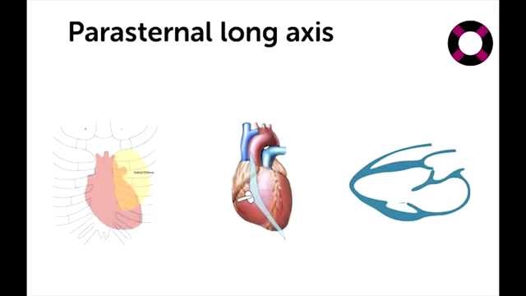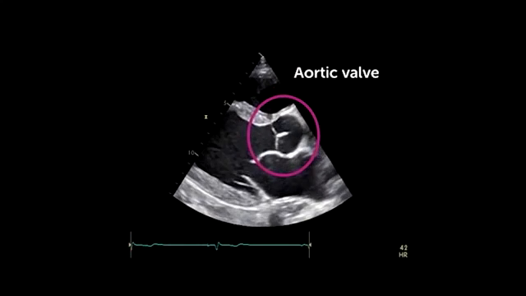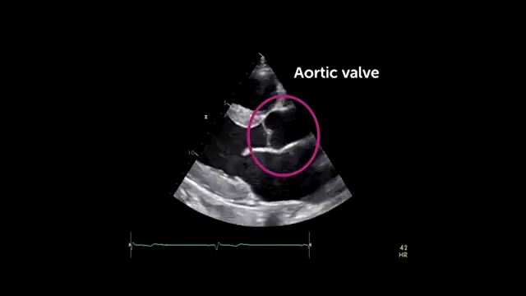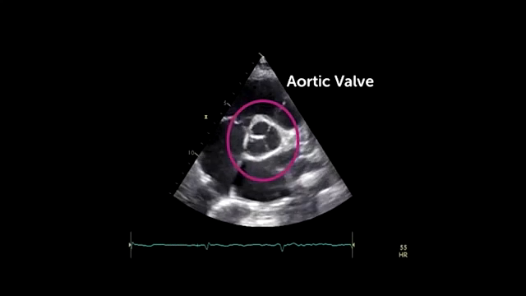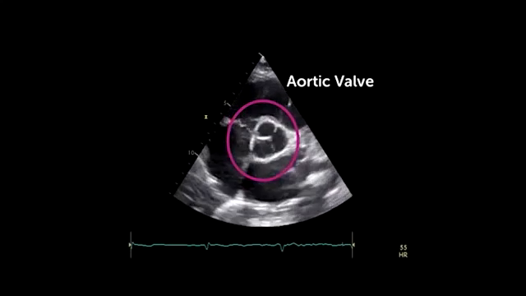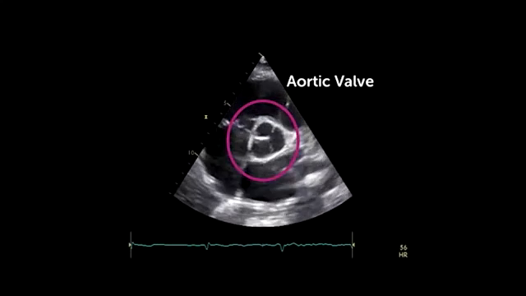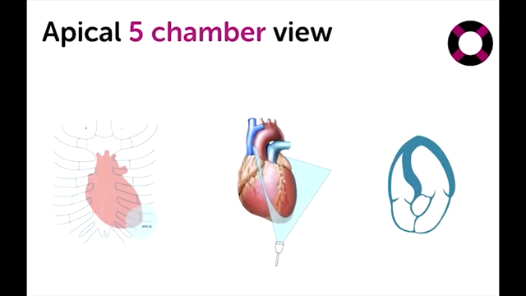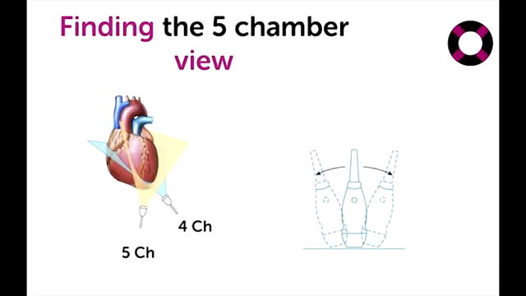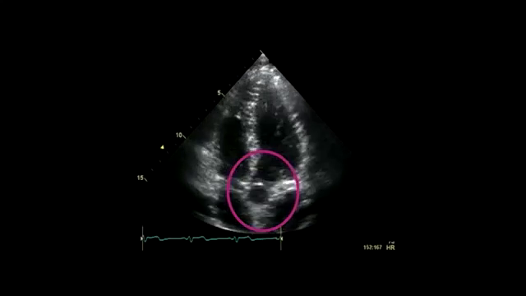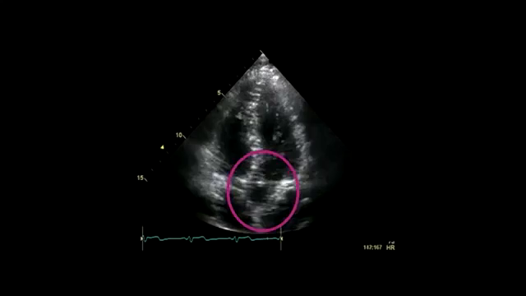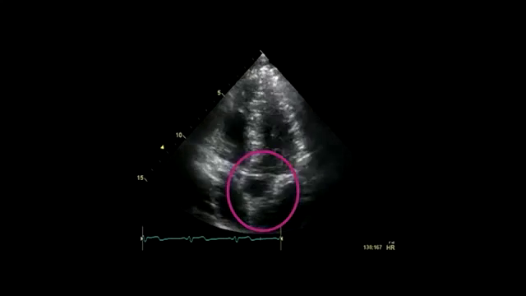The parasternal long axis view. Here's an example. The parasternal short axis view. Another example. In this view you can see the three cusps of the aortic valve. The apical 5-chamber view. All you have to do is tilt the transducer from a 4-chamber view into a 5-chamber view. Another example. This view is ideal to quantify aortic stenosis with the help of Doppler.